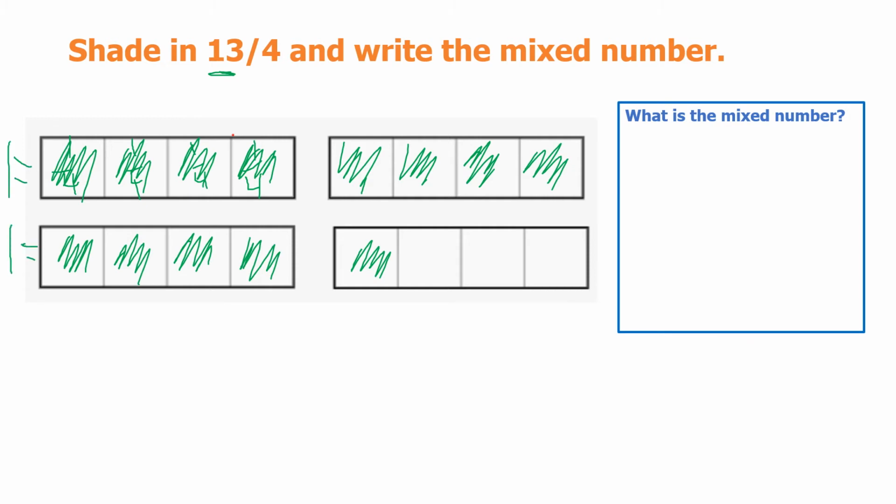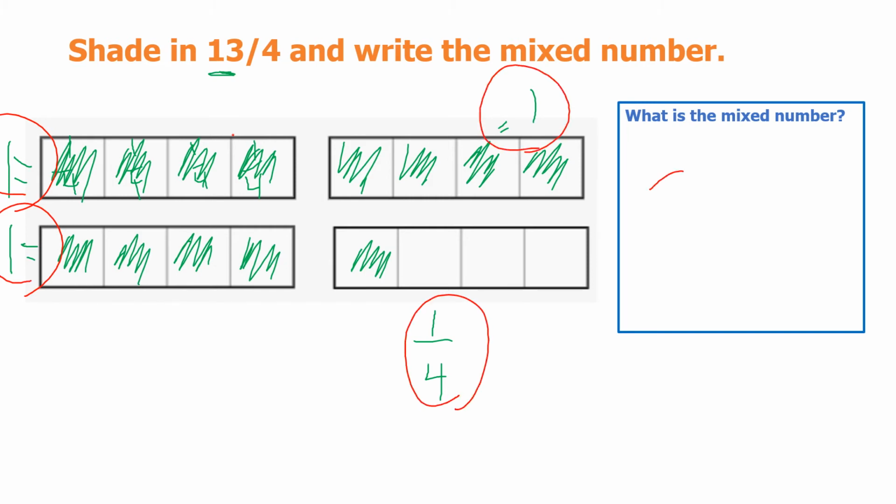So right here, I have 1 whole. I have 4 fourths and 4 fourths. Right here, I have 1 whole. And now I only have 1 out of the 4 that's shaded in. So if I go back and I circle my 1 whole, 2 wholes, 3 wholes, and a fourth. 3 wholes and 1 fourth is the mixed number that equals 13 fourths.